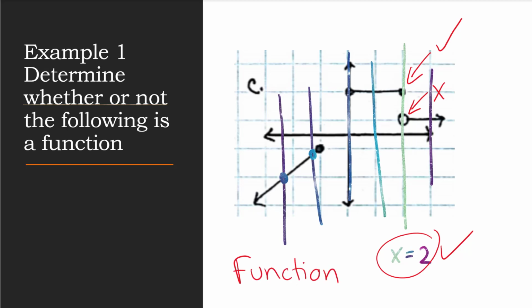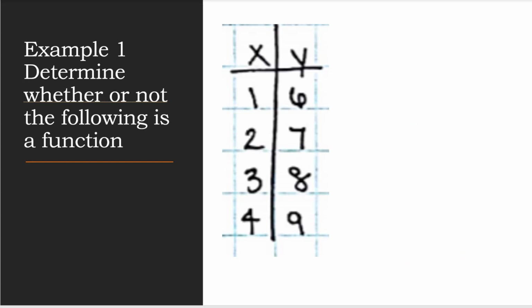So the specifics here is that we're looking at when x is equal to 2, it appears that the graph is touched twice, but with the open circle and closed circle, that is not true. Now what if we're given a table of values?